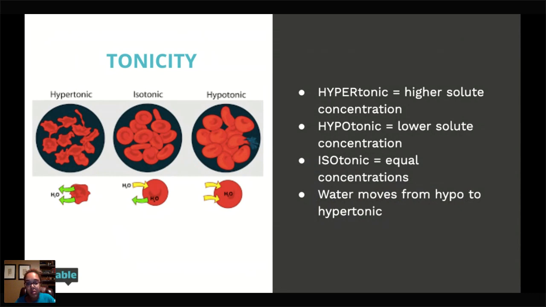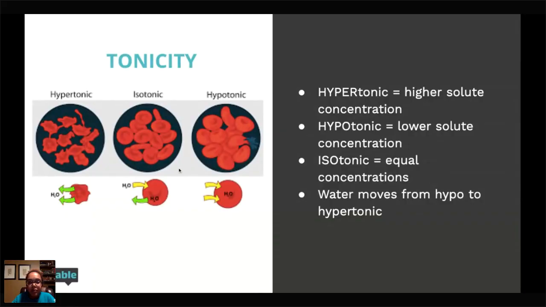So again, the hyper and the hypo are in reference to the solute concentration, not necessarily to the water. It's reversed when it comes to the water, because more solute means less water. And more water means less solute. So that can be kind of confusing. I would say that is something you would really have to look into a lot, because of the way it's worded and how you have hyper and hypo, and how they're kind of backwards for the water. But water always moves from hypotonic solutions to hypertonic solutions. So water moves from places with less solute to places with more solute, to kind of dissolve it more, I guess.